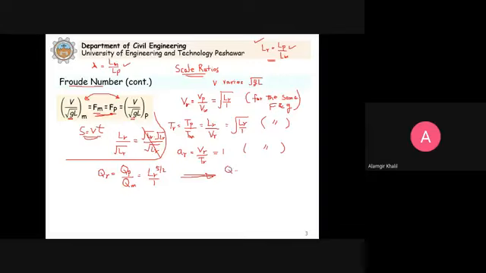Q is equal to area into the velocity. Now for area, what is the scale ratio? That is LR square. And for velocity, what is that? That will be equal to square root of LR. So if you simplify, you will get this LR 5 by 2. Now this is the case when we have complete similarity between the model and the prototype.